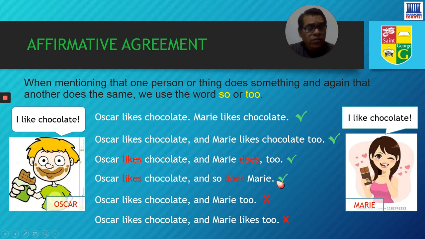But there are also some mistakes that we make sometimes. For example, Oscar likes chocolate and Mary too. No auxiliary, no verb. This is wrong. Or we say Oscar likes chocolate and Mary likes too. We use the verb, but not the full sentence. So this sentence is also wrong.